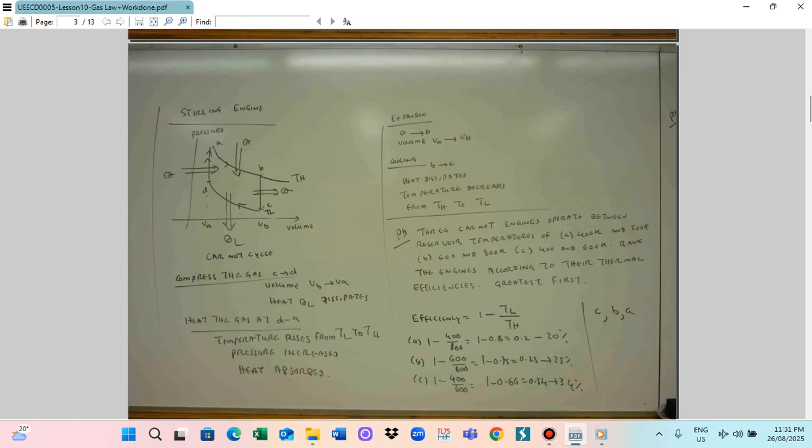So from C to D we compress the gas. The volume decreases from VB to VA. So the QL will be dissipated. And then here we heat the gas. Heating the gas means that in the engine we ignite the mixture from the carburetor. The carburetor combines the air and the petrol, and this mixture is thrown into the engine cylinder. For the petrol engine, we ignite this mixture of air and petrol with the electric coil. The electric coil provides the heat. This is for the petrol engine.